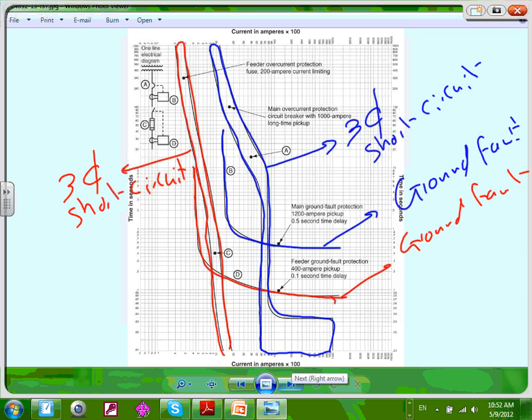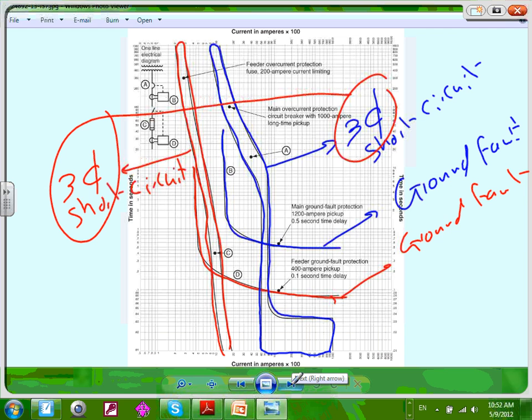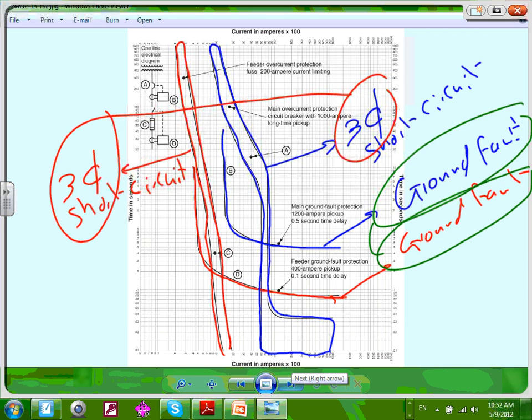In this graphic, there are two coordinated curves. One of them is for the three-phase, which is this one with this one, and the second one is for the ground fault, which is this one with this one. These two. Ground with ground, three-phase with three-phase, done. You don't have to do ground with three-phase at this point.